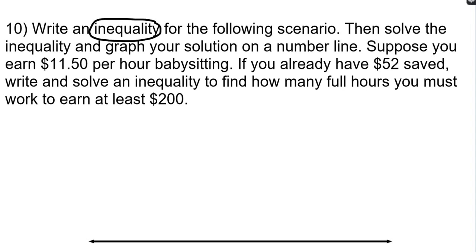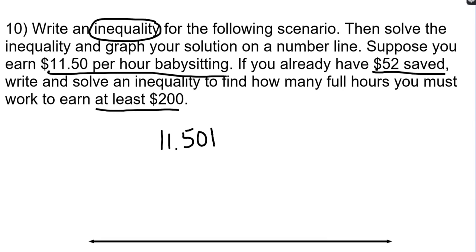What's the scenario? It says $11.50 per hour babysitting. That looks very important to me, right? I have to put down there that I'm getting paid $11.50 for each hour that I babysit. I already have $52 saved, okay? And I'm trying to find out how many hours I have to work to earn at least $200. So it looks like the parts I underline are the most crucial to writing this inequality. So $11.50 per hour, you guys know how to do that. You're going to take $11.50 and multiply it by how many hours you work, right?